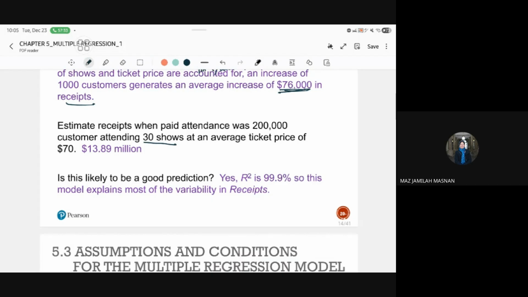So is it likely to be a good prediction? Yes, because the R squared is very high, almost 100. So this model explains most of the variability in the receipt, even though the number of shows is not significant, which is less than 0.05.